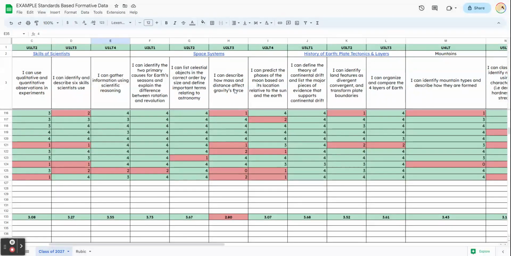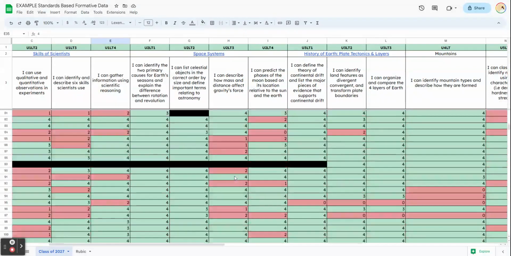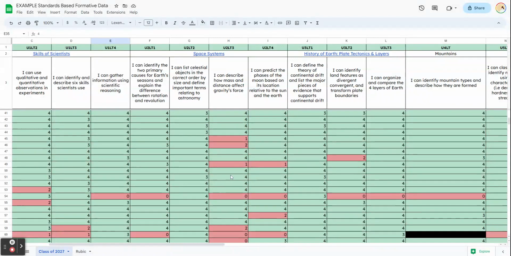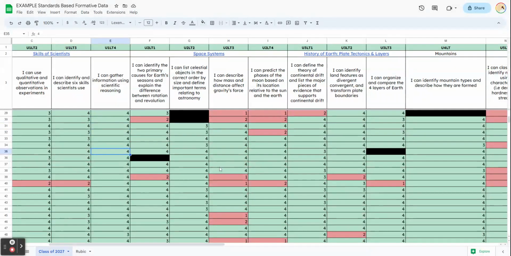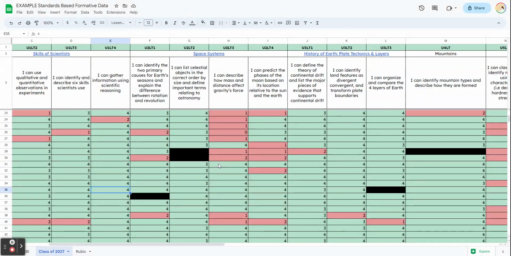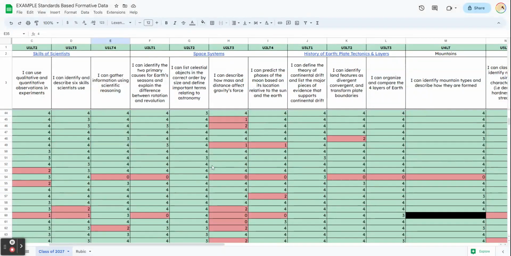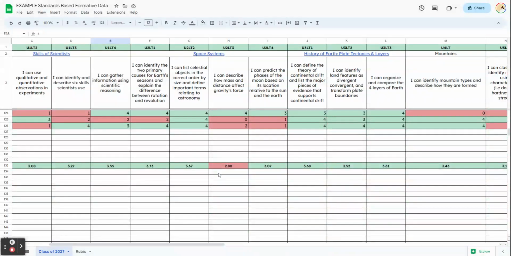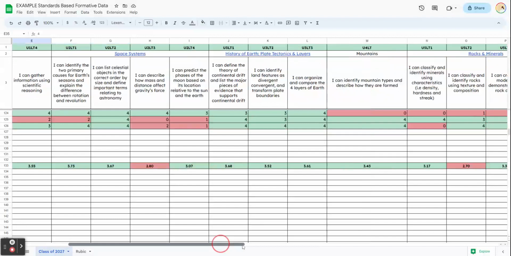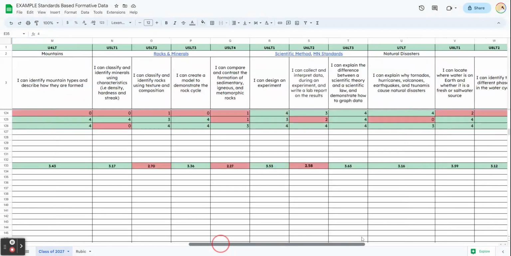I can describe how mass and distance affect gravity's force. I had lots of ones, zeros, and twos on this topic, which either tells me that I did not teach it very well or it was just a more complex topic for them to grasp. When it comes around to state testing time, I will use this data to look at what standards or learning targets my students struggled on. You can see during our rocks and minerals unit, they struggled more. They had 2 learning targets that were in the red here, meaning not everyone was meeting that learning target.